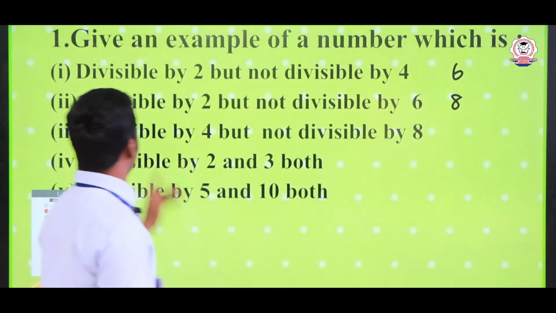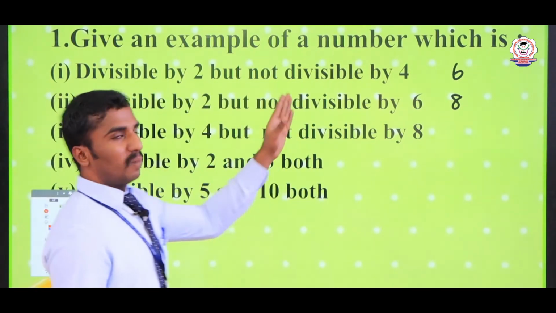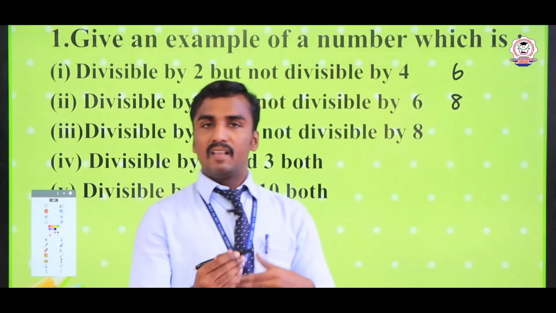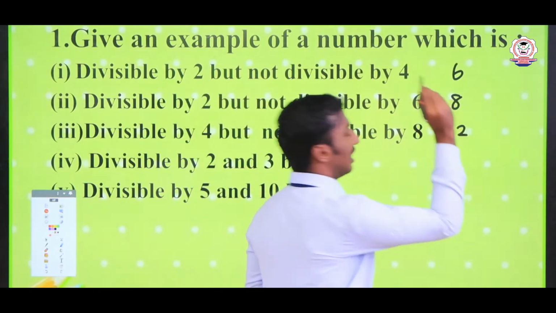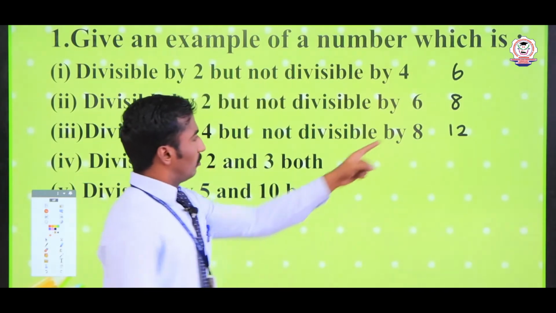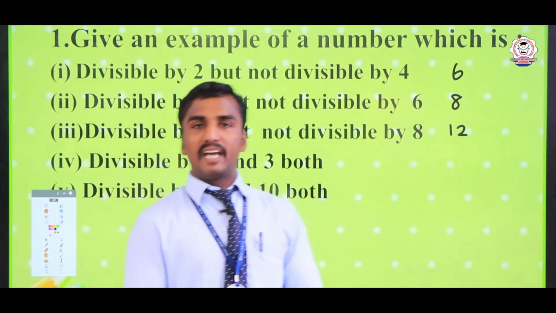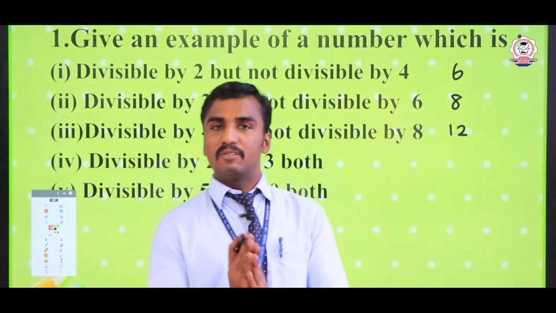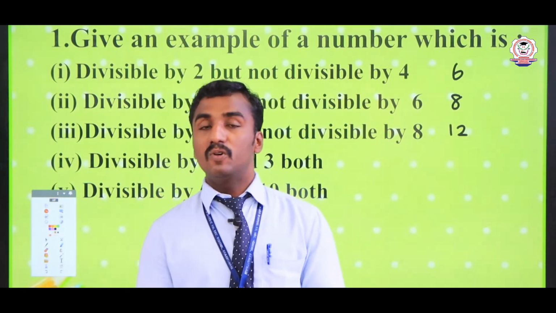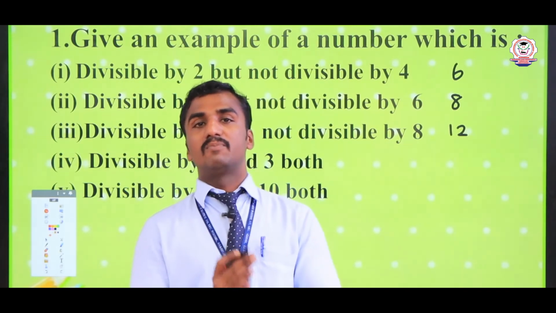Next, third one, divisible by 4 but not divisible by 8. The number is greater than 8, so example 12. 12 is divisible by 4 but not divisible by 8. 4 threes are 12. But 8 ones are 8, 8 twos are 16. So 12 is not divisible by 8, right?